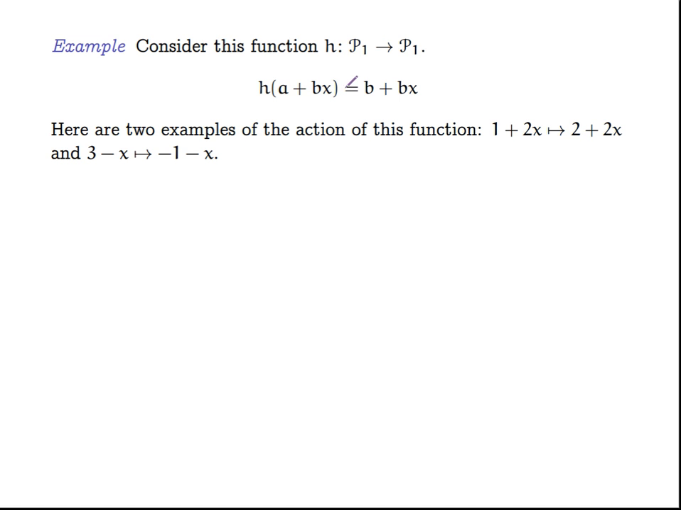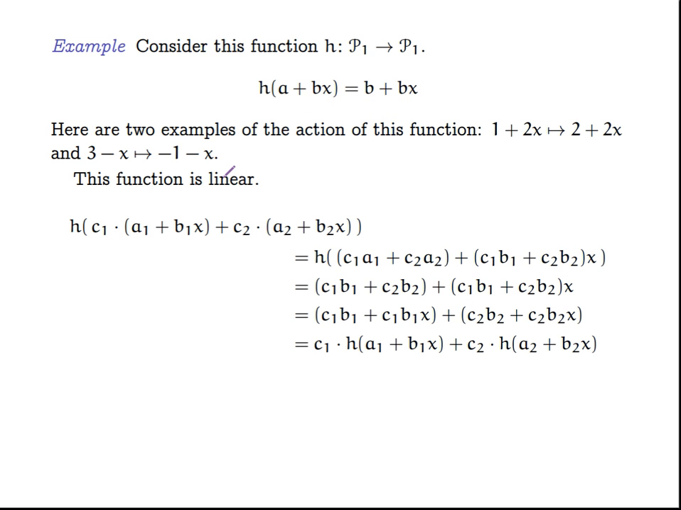All right, now here's another function. If I take the function from first degree polynomials to themselves, and I take h of a plus bx equals b plus bx, all right, and follow this. What this says is that no matter what the x coefficient is, I make that the coefficient of both the constant coefficient and the x coefficient. So here are some particular examples of how that works. And you can go ahead and verify that this function is linear. Again, I'm not going to go through this. We've done these steps many times.